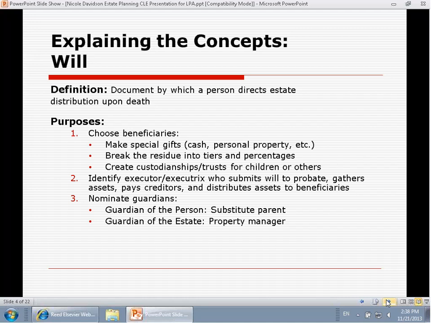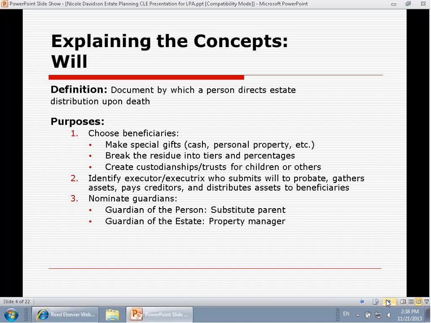The second purpose of the will is to identify the executor or executrix, and this would be the person responsible for submitting the will to probate, so starting that court proceeding, gathering assets of the decedent, paying the decedent's creditors, and distributing the remaining assets to the beneficiaries as required by the will.